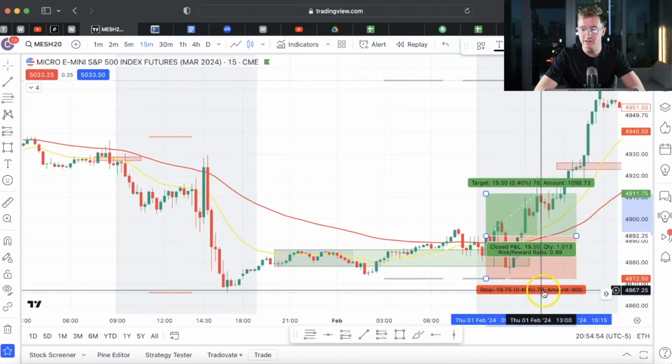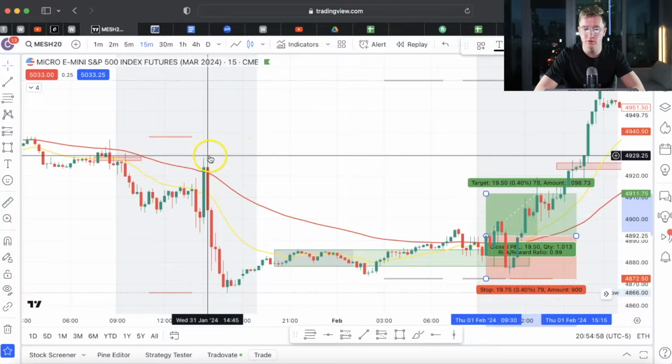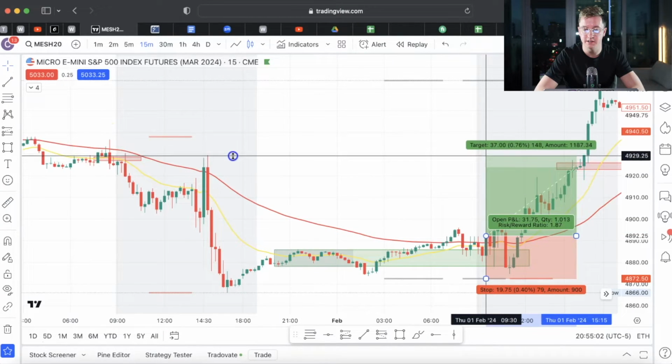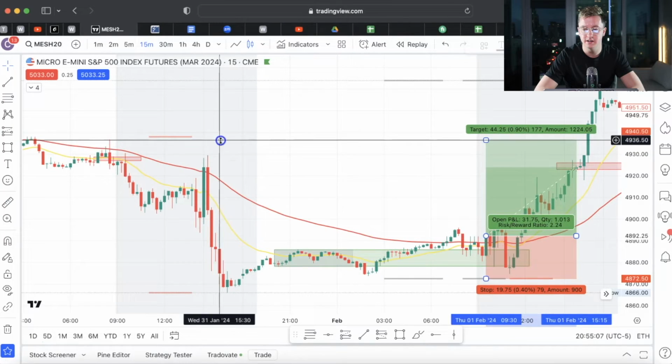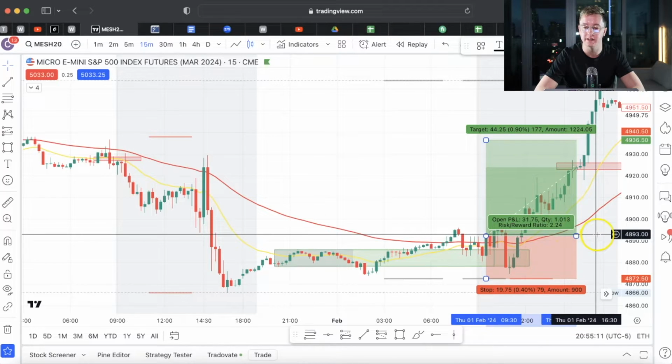And yeah, that's a big stop loss, but what we could do is we have this high right here, or we have this high right here. So we could have aimed for this high right here, and that gives us our 2-to-1 risk to reward ratio that we are looking for right there.